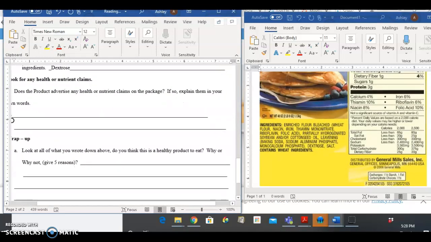And then the wrap up. So now I'm going to analyze my product. Everything I wrote down, do I think this is healthy or not? Give 5 reasons why yes, or 5 reasons why no, it's not healthy.